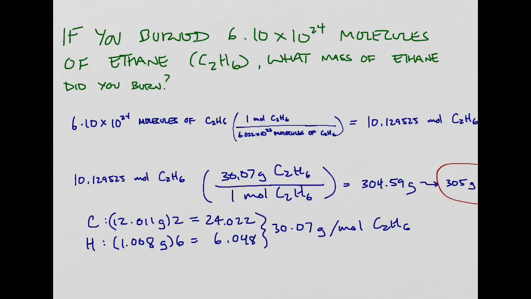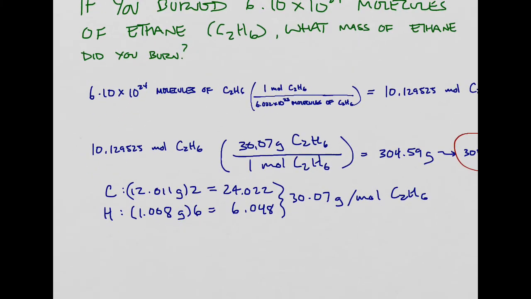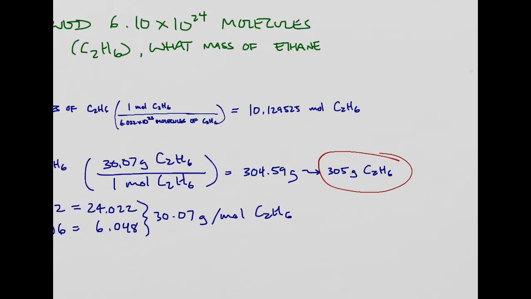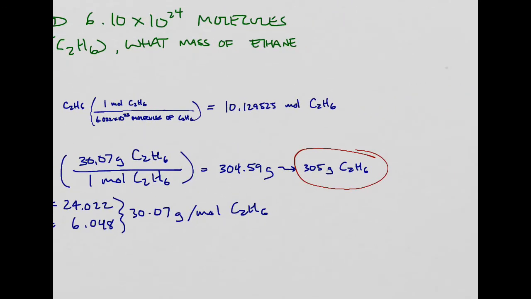Okay, so here's the answer. In the first situation, again, this is multi-step, so for step 1, I first had to determine the number of moles that I had in 6.10 times 10 to the 24th molecules of C2H6.